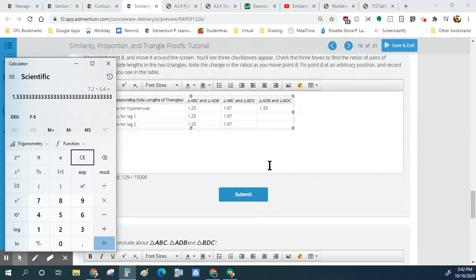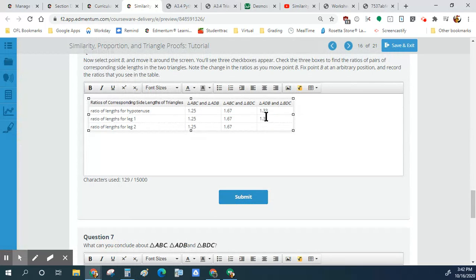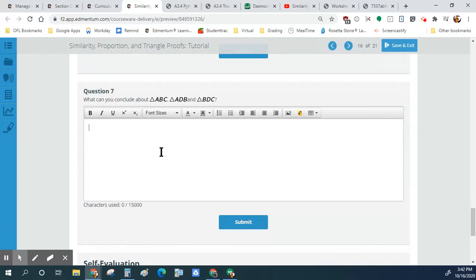And 1.333. I just wanted to make sure I could trust that calculator after seeing that I couldn't trust the other calculator. So what can you conclude about this? All three triangles are similar to each other.